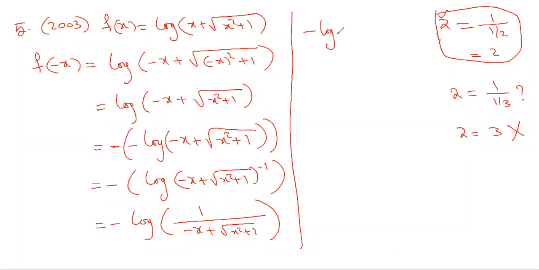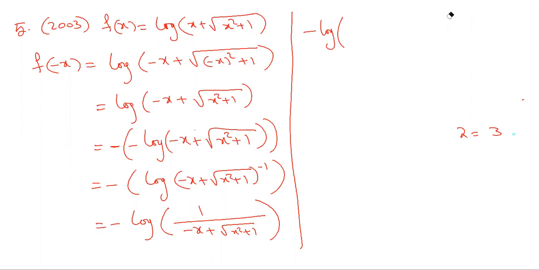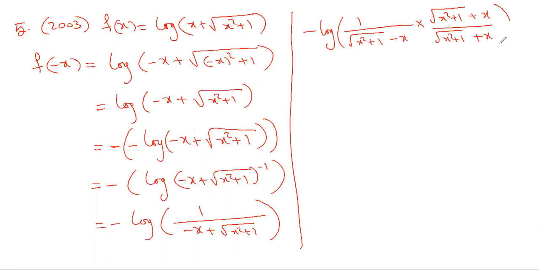So minus log. What do we do for simplification? We do the rationalization, the well-known rationalization method. For rationalization, what do we do? We multiply with the rationalizing factor to the denominator. What is the rationalizing factor here? 1 by, let us write this as root x square plus 1 minus x. Then the rationalizing factor is root x square plus 1 plus x by root x square plus 1 plus x, to compare both of them.